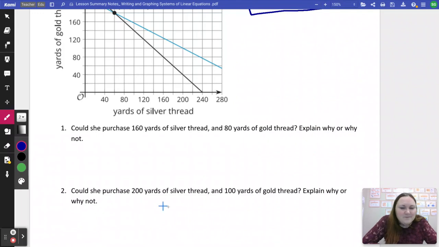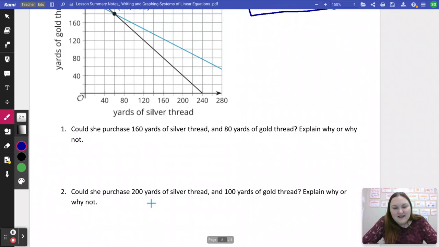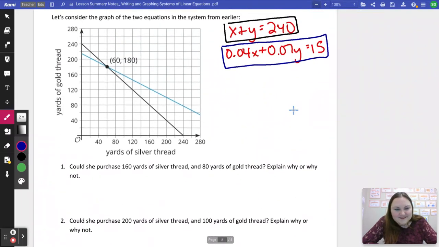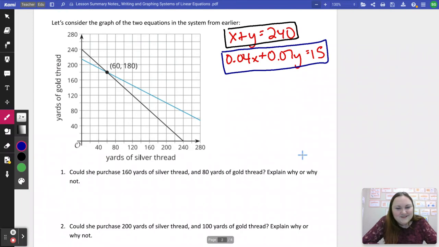And then same exact question, but with different numbers. Could she purchase 200 yards of silver thread and 100 yards of gold thread? Explain why or why not. As you're considering that question, I'm going to zoom out just a little bit and come up just a little bit so you can see the equations, the graph. And just like the others, please pause this video and see if you could work out, would those be okay combinations of thread for her to purchase? Go ahead and try that now.